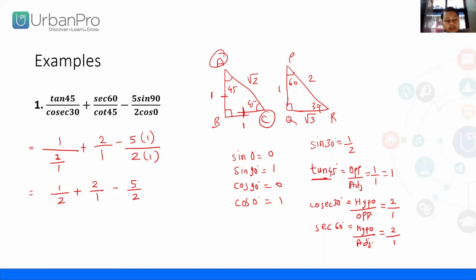Here we have to take the LCM for the denominator because the denominators are not equal. So we are multiplying with 2 to make the denominators the same. So the denominator will be 2, and in the numerator 1 plus 4 minus 5, which is 0 by 2. Now if there is a 0 present in the numerator, then the answer will be 0. So this will be the answer.